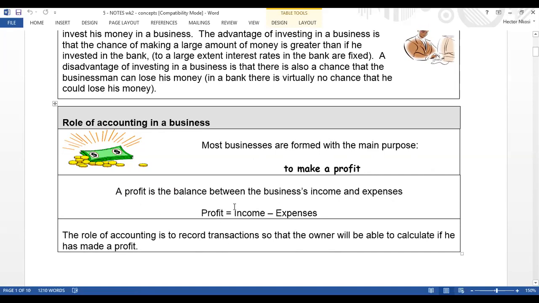Remember now, guys, in order for you to get a profit, we'll say, okay, I've made so much money, but what are my expenses? I need to pay for the stock that I bought. I need to pay for transport. I need to pay for electricity. Whatever is left will be regarded as a gain because that's what you have made after paying everything that you have spent on. The role of accounting is to record transactions so that the owner will be able to calculate if he made a profit, basically, right?